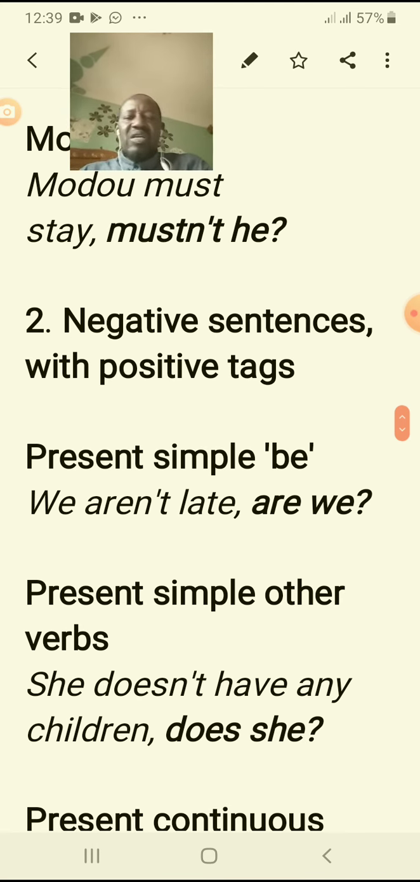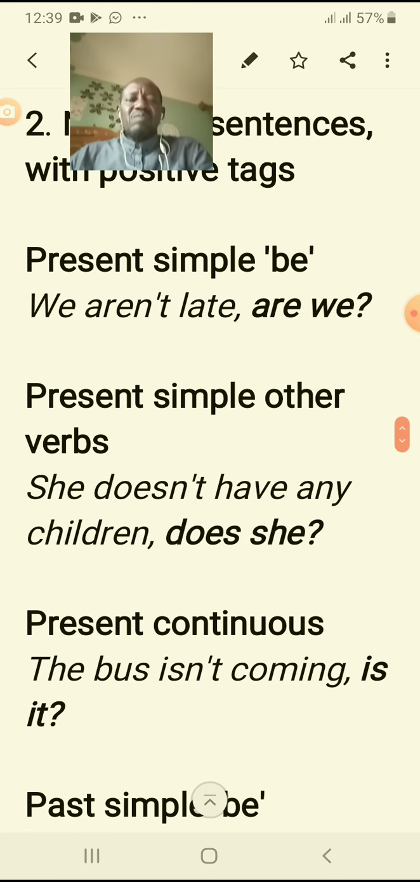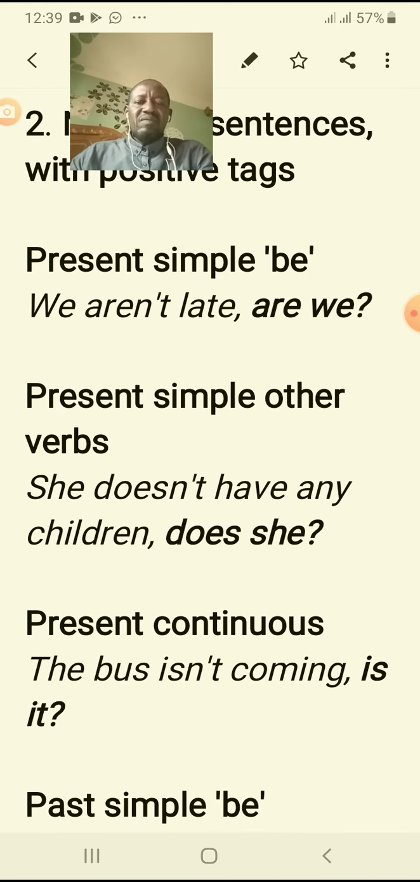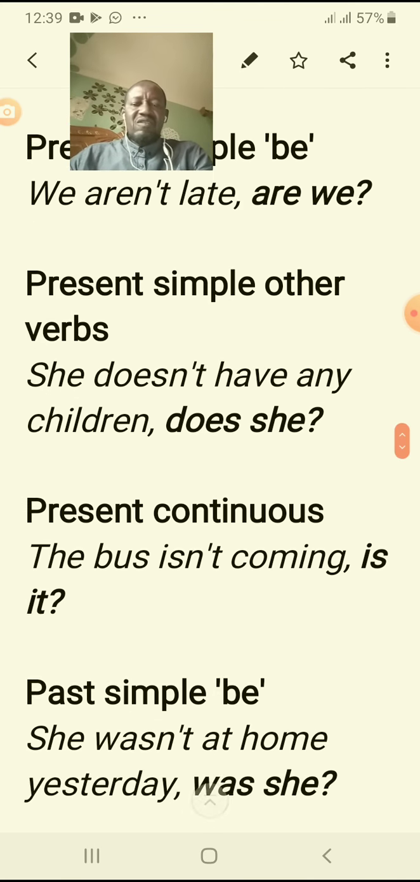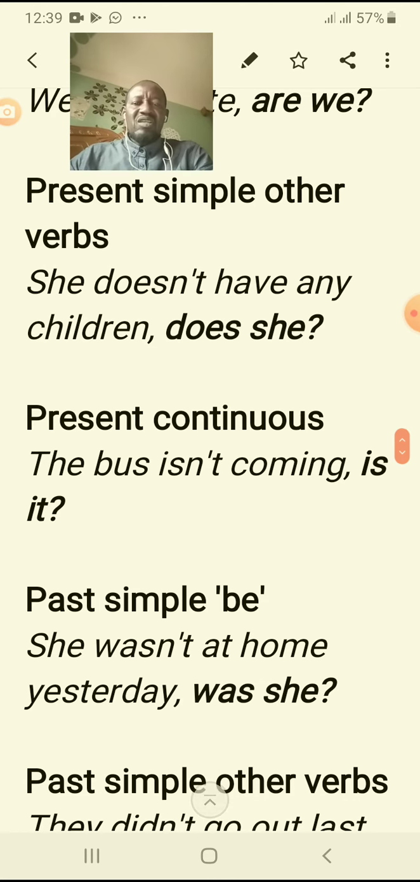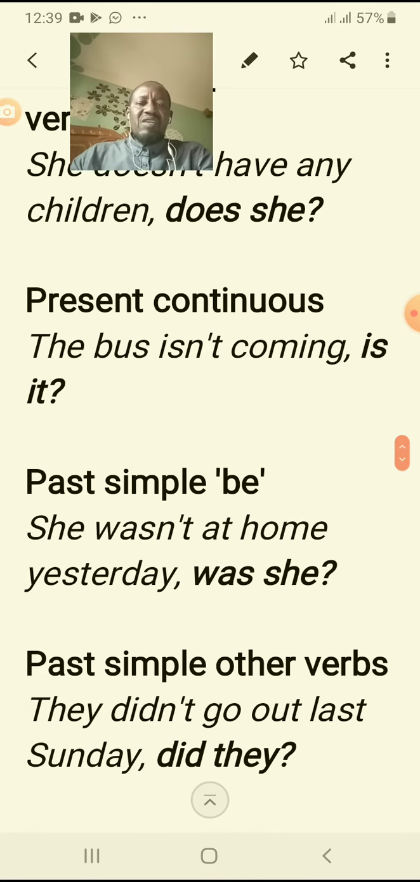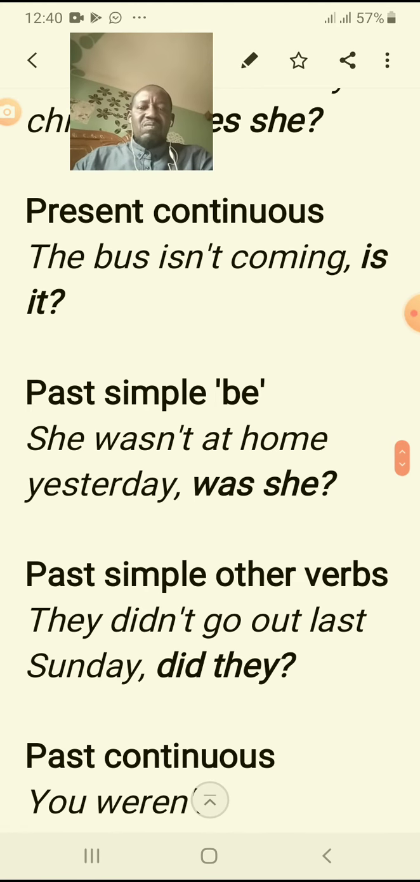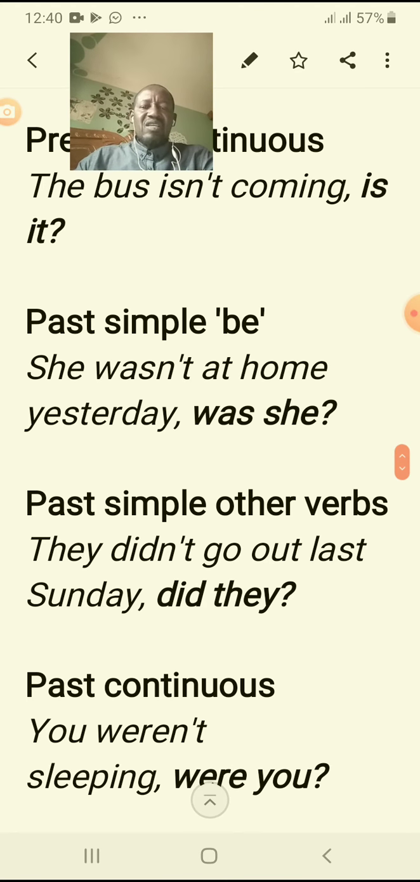Now let us look at the negative sentences which go with positive tags. Present simple with be. We aren't late, are we? Present simple with other verbs. She doesn't have any children, does she? Present continuous. The bus isn't coming, is it? Past simple with be. She wasn't at home yesterday, was she?